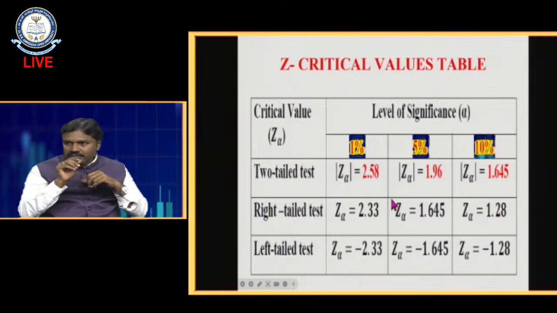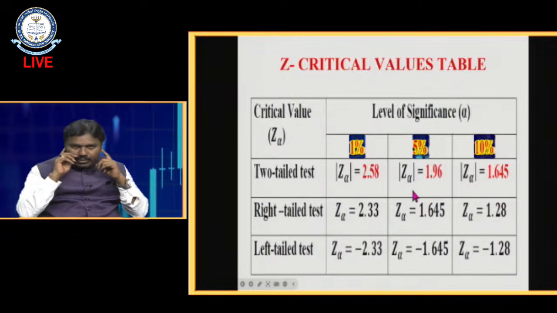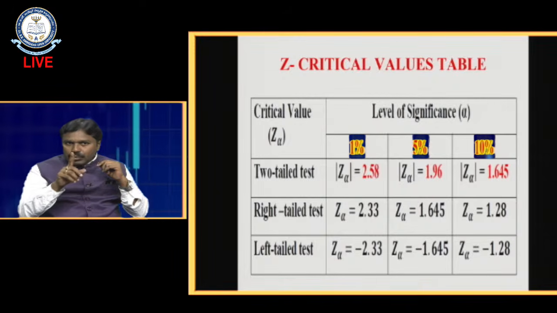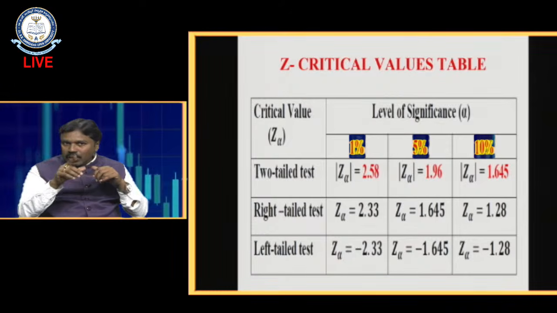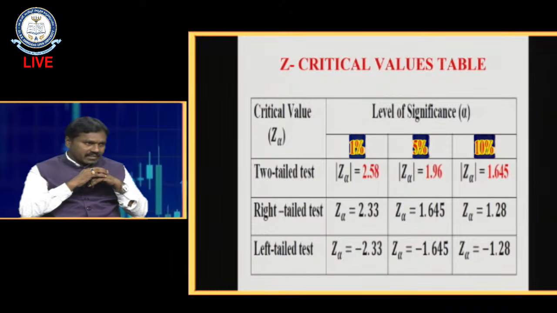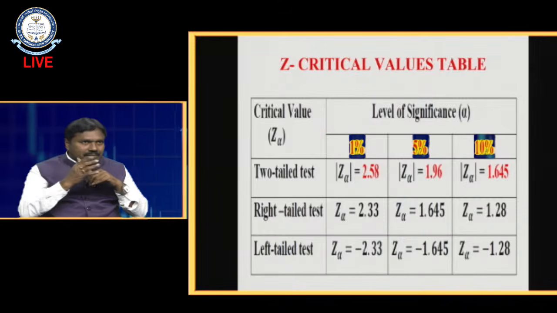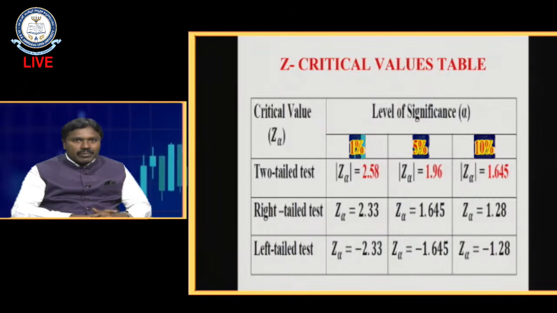From the examination point of view, these values are not provided. Students should know these values. Okay, two-tail test for 5%. What is the value? Mod Z alpha is equal to 1.96. At the 10% level, what is the value? 1.645. This comes under the two-tail test.